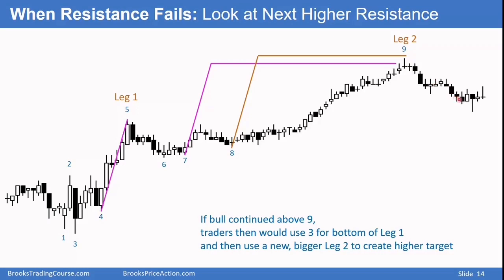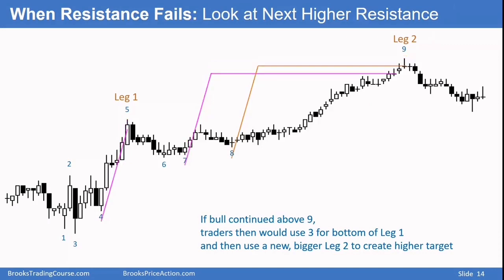So here we get a pullback. Maybe this is the end of the move. Maybe the labeling is correct, but if we continue up, traders will look at the next resistance level. So they'll look for a lower start to leg 2 and a lower start to leg 1, creating a higher target where bulls will take profits and bears will begin to short.